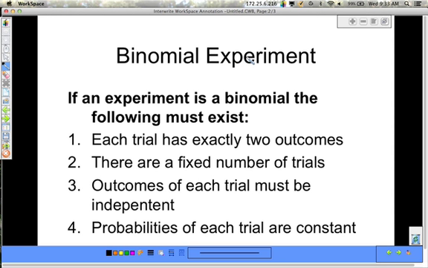And what binomial experiments are are experiments that have the following conditions. There must be only 2 outcomes. So you're either flipping a head or a tail. It will rain or not rain. There's a fixed number of trials. Each trial is independent, meaning it doesn't affect the other one, and probabilities of each trial are consistent.